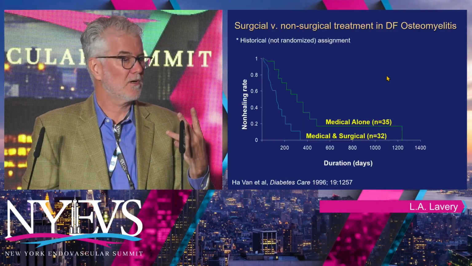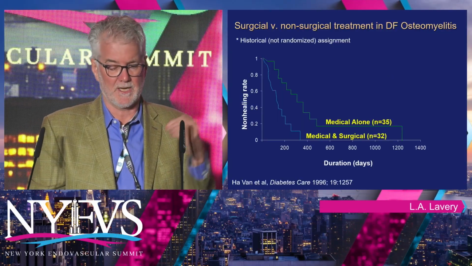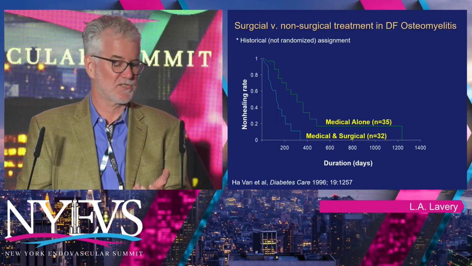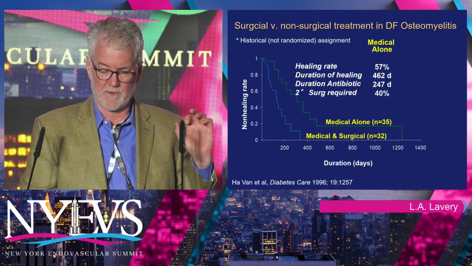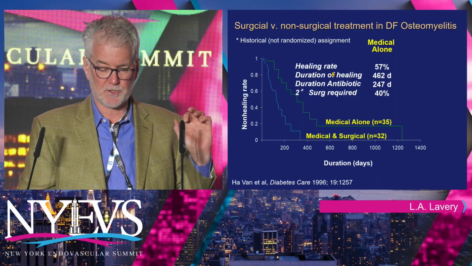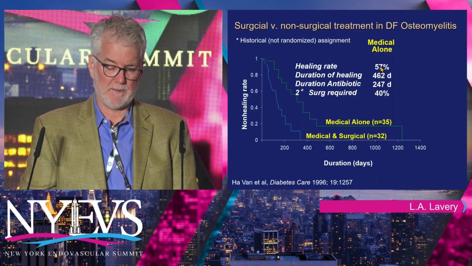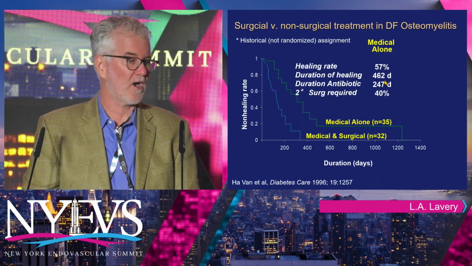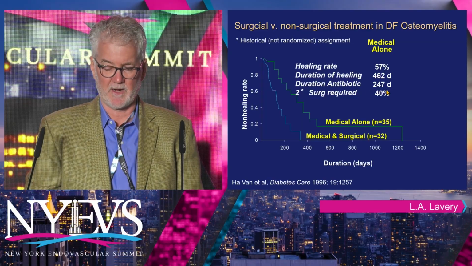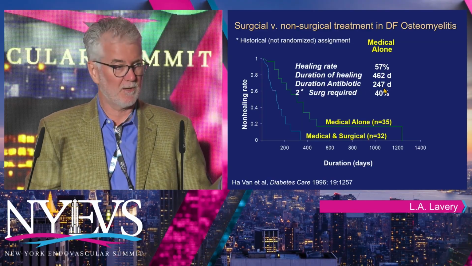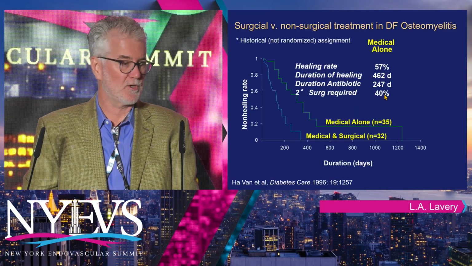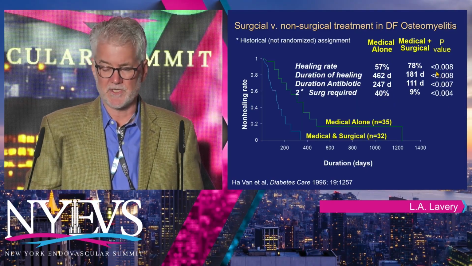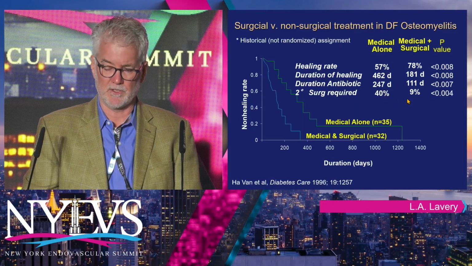So, two clinical studies that compare surgical and non-surgical events. This is a retrospective study, small study, 34 and 35 people in each treatment arm. With the medical treatment, 57% of people healed in a year. The duration of healing was 462 days. The duration of antibiotics was 247 days, a little more than the 6-week treatment period. They required a second surgery 40% of the time. All those events are better in the medical and surgical group.